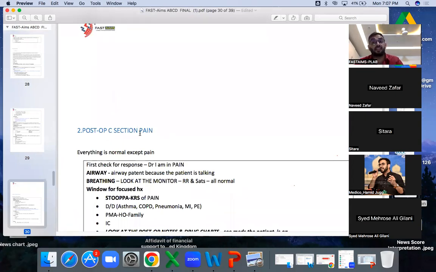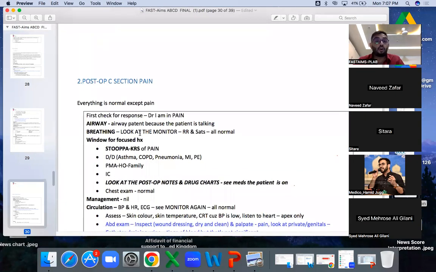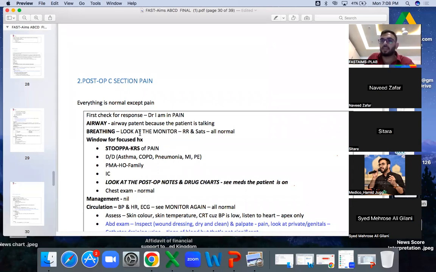Post-op C-section pain. This is a different scenario. Post-op, everything is all right. You will take history. Here, no need to do even the ABCD approach. I don't know why the academies have put this scenario here in the ABCD approach, because this is a stable patient with post-operative pain. However, I think they have put it because they ask with the mannequins. So in this way, you just need to go and ask the pain score.